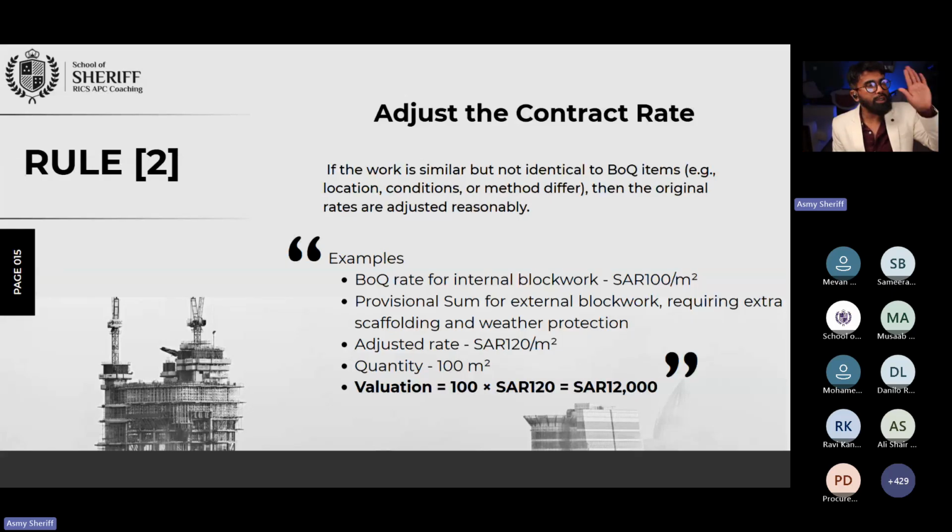So original contract and original BOQ amount, similar work, but additional work required additional adjustment. So you're going to make a small adjustment and insert that. Then finally you come to a price. That's what we call adjust the contract rule.